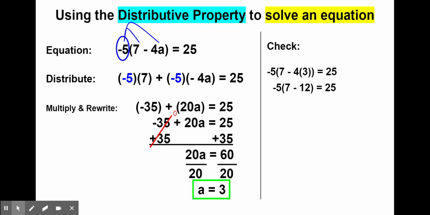Now, to continue order of operations, we'll still do what's inside the parentheses, so we'll be left with -5 times -5. We have negative times a negative, gives us a positive, and we'll be left with 25 equals 25. Our check works, so our answer a equals 3 is correct, and that's how we could use the distributive property to solve an equation.